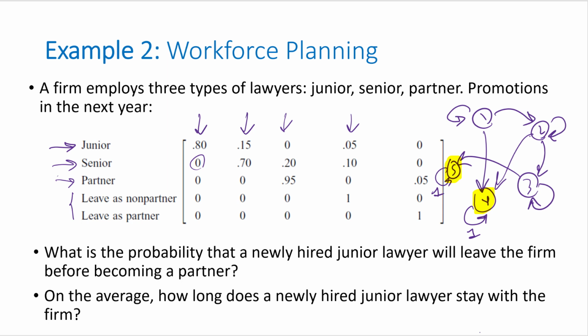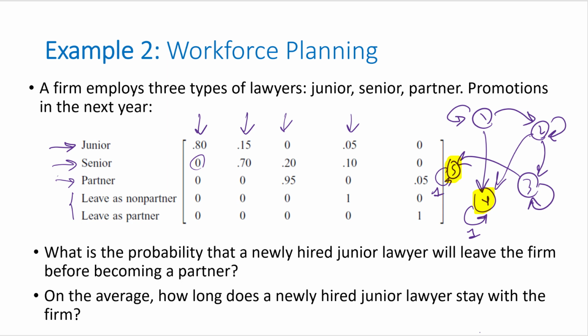Now we're interested in answering questions such as, what is the probability that a newly hired junior, someone who is in state 1, will leave the firm before becoming a partner? So basically it's asking, what's the probability that the junior eventually leaves as a non-partner? What's the probability that state 1 ends up in absorbing state 4?